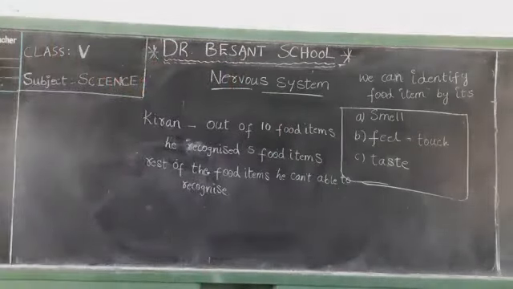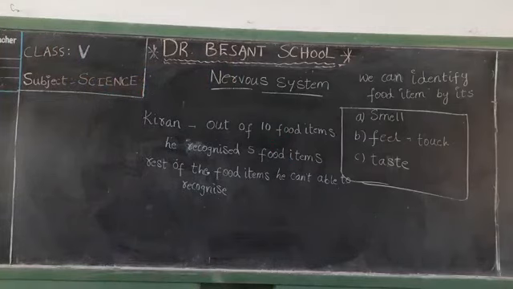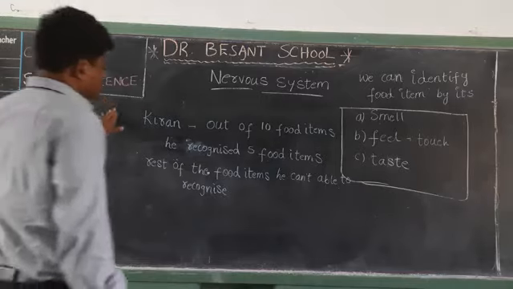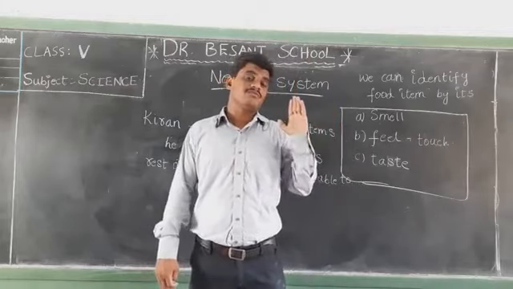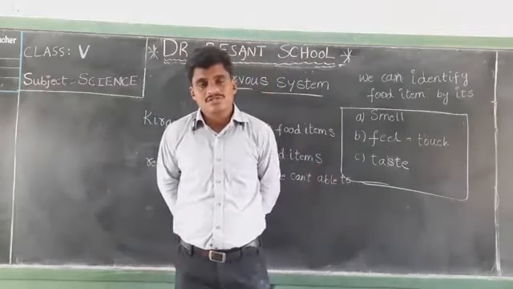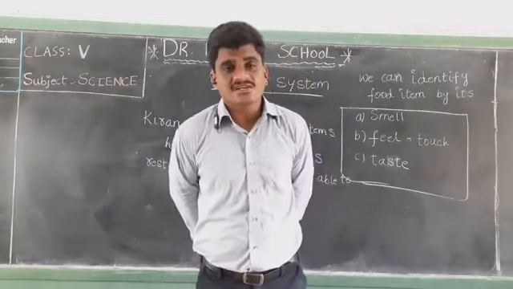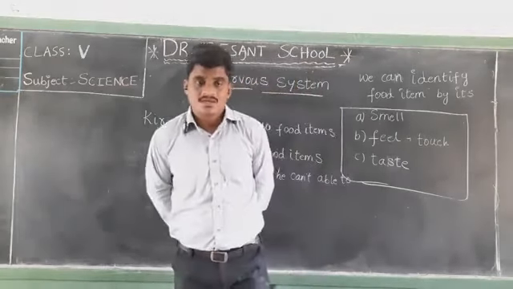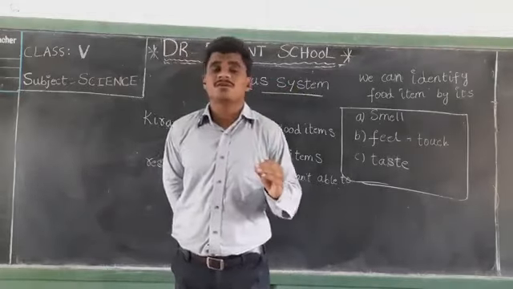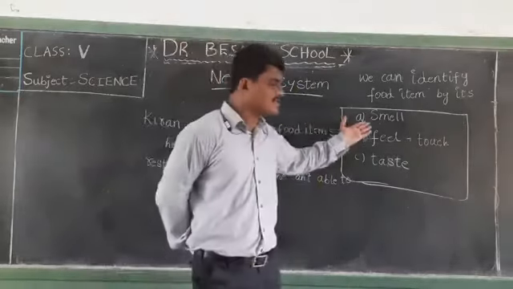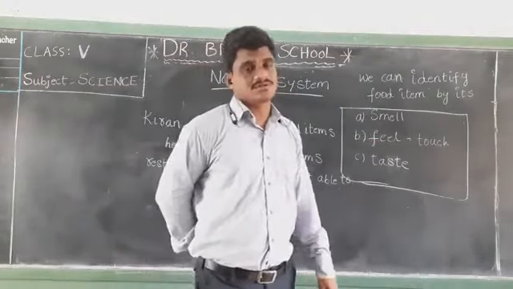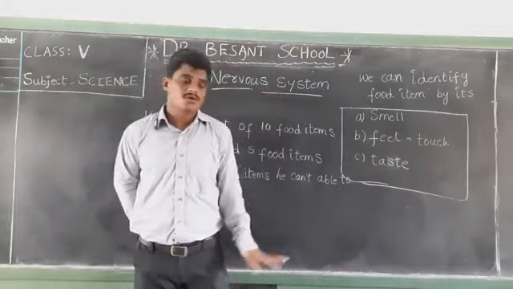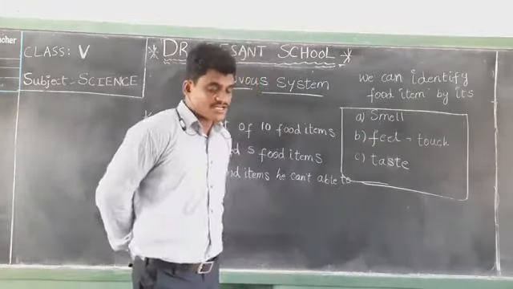Children, note it down. Once again, I am teaching. Our brain recognizes the different things with the help of sense organs. Mostly we identify things with the help of eyes. So without the help of eyes also, with the help of the remaining sense organs, by smell, feel, touch or taste, we can identify the food items. Okay, note it down, children.